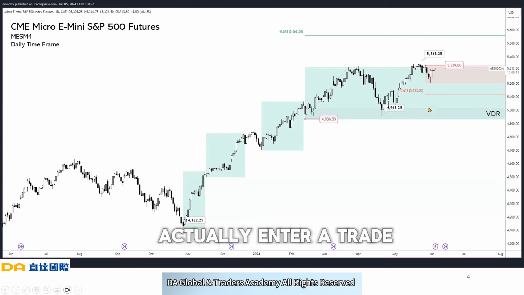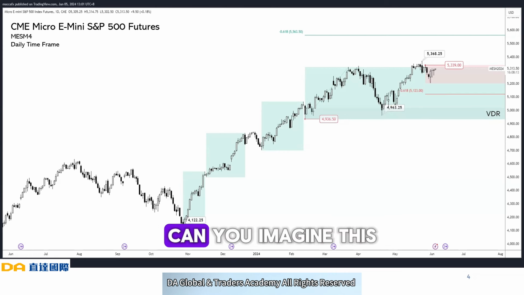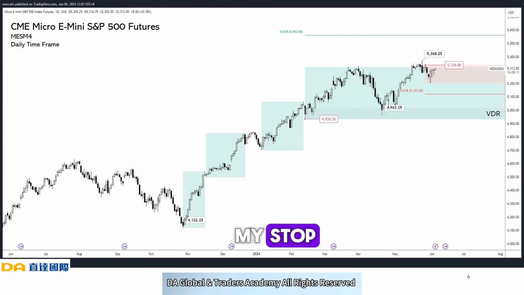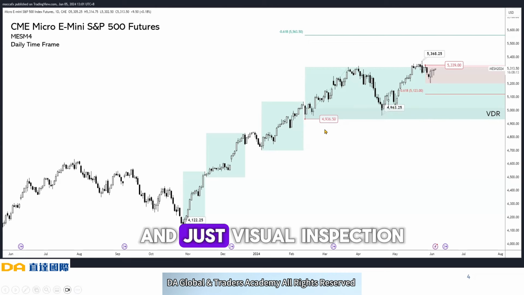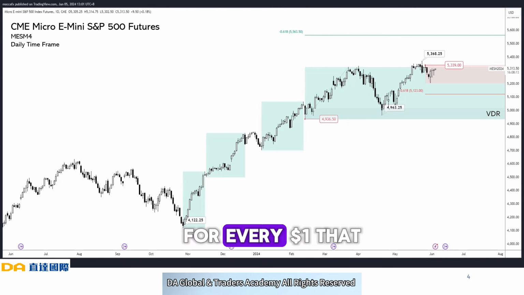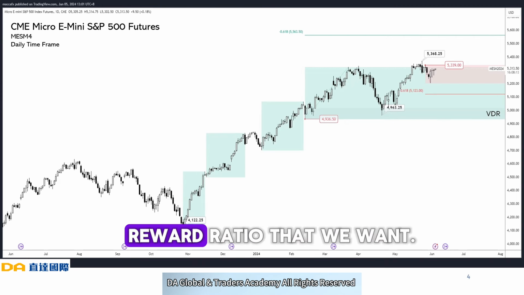Because if we can actually enter a trade in the VDR, our risk reward is superior, because can you imagine, this is 1 unit of risk, because all I need to do is put my stop just below 4,936 and a half, and just visual inspection, you can see this is 1 unit of risk. I have 1 unit of profit, 2 unit, 3 unit, 4 unit, 5 units of profit. So my risk reward ratio approximately is 1:5. For every $1 that I prepare to risk when I buy in the VDR, I have the potential to make $5. So this is the kind of risk reward ratio that we want.